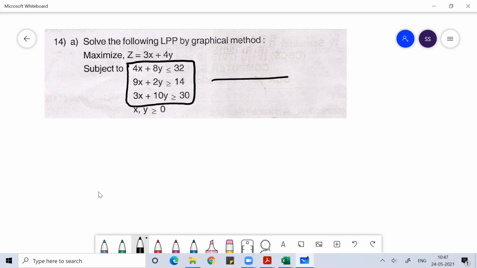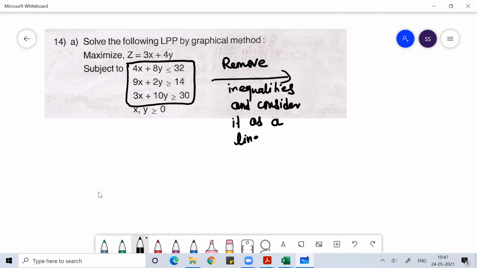In step one, remove the inequalities and consider each constraint as a linear equation. Kindly consider this as a linear equation; remove the inequality.